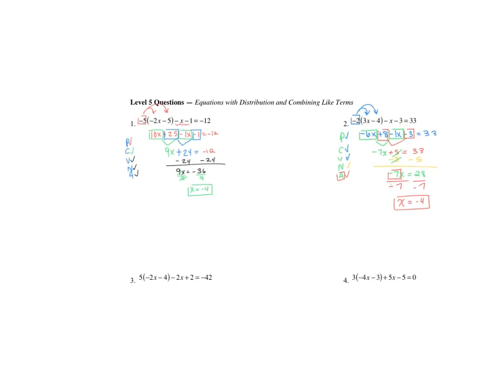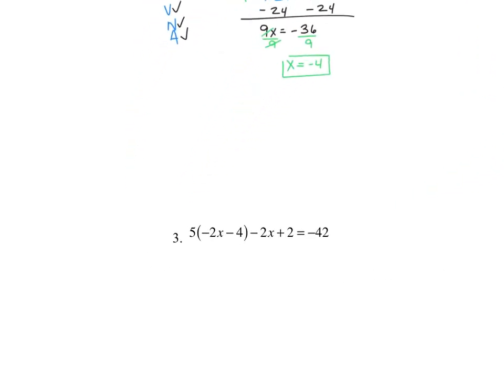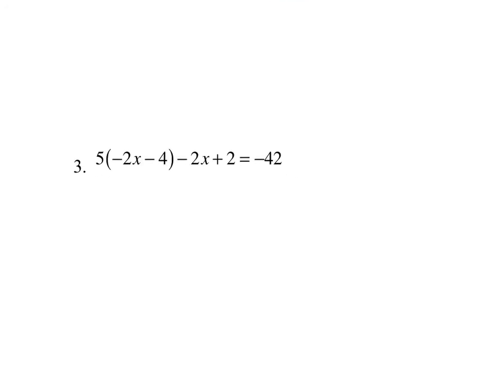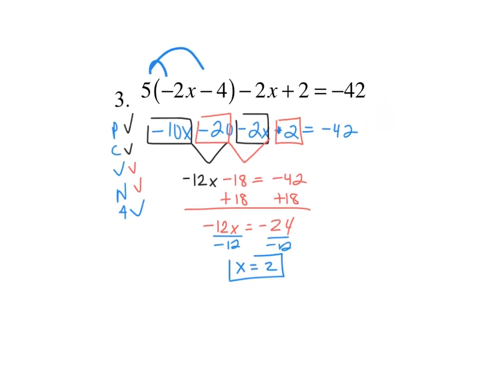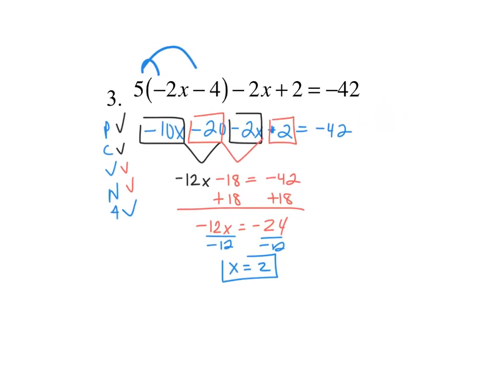All right, all right, all right. Try to do this example by yourself. Okay, if you did this question correctly, you should have gotten negative 10x minus 20 minus 2x plus 2 equals negative 42. Negative 10x and negative 2x are your like terms, so you combine them, and I get negative 12x. Negative 20 plus 2 is negative 18. That's equal to negative 42. So I now have negative 12x minus 18 equals negative 42.